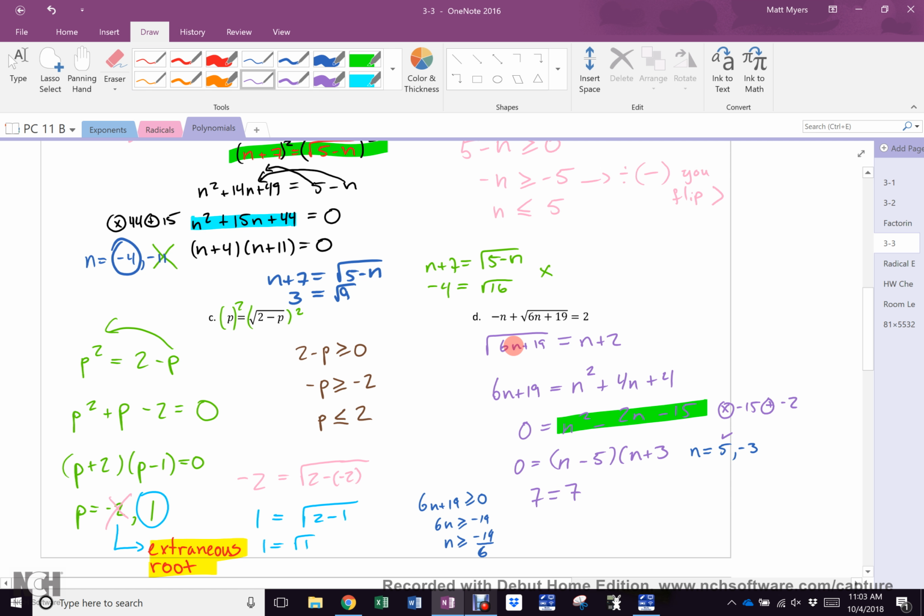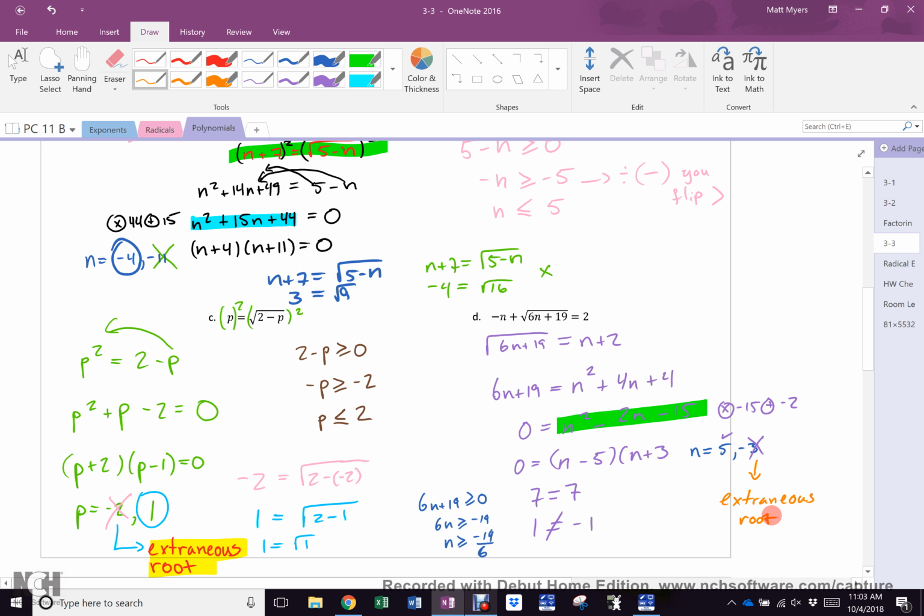Let's check negative 3. What's 6 times negative 3? Negative 18. What's negative 18 plus 19? 1. 1 equals. What's negative 3 plus 2? Negative 1. Does 1 equal negative 1? No. Not in my universe. So is negative 3 okay? No. So what do we call negative 3? What's its proper name? Extraneous root.